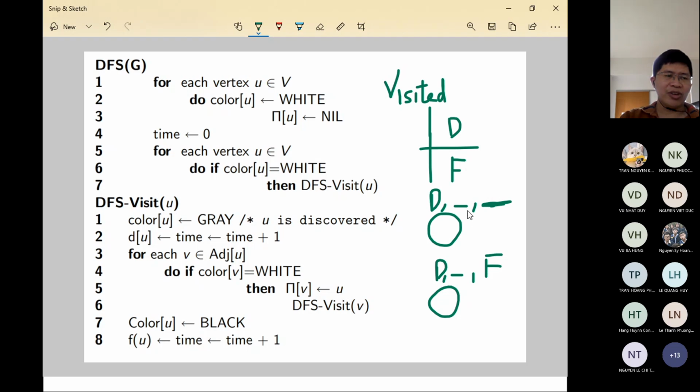Of course, that is for numbers. For the colors, we say gray is when we have the discovery time, and black is when we have both the discovery time and the finishing time. What is the difference between the two? Everyone, can you tell me?